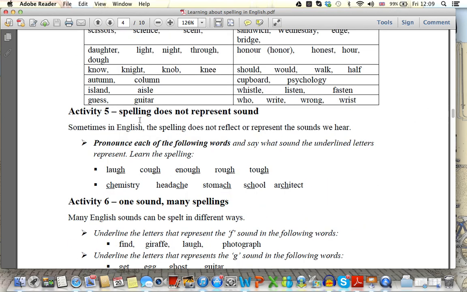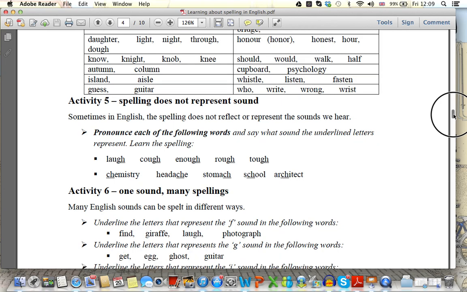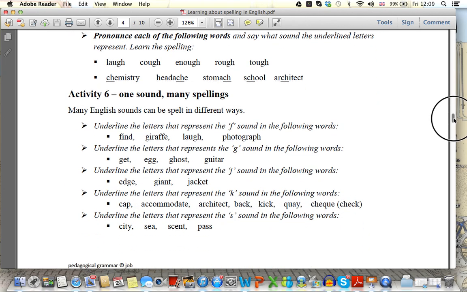Now, we have spellings also that do not represent any sound. For example, we have laugh, which is an F sound, and it's spelt with a GH. We have cough, enough, and we saw these already. We have chemistry, which is a K sound, but spelt with a CH. And you have seen some examples of these already.